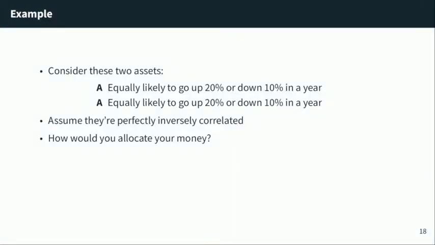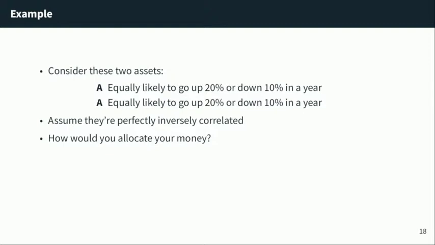So the example we have is from portfolio theory, and the idea is that you have, whoops, that should say B, sorry, copy paste fails. So you have two assets. They're both the same, but they're not called the same. So one is equally likely to go up 20% or down 10% in a year. The other one does the same.